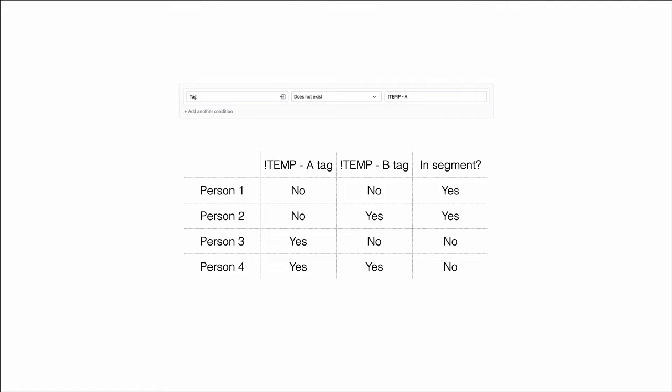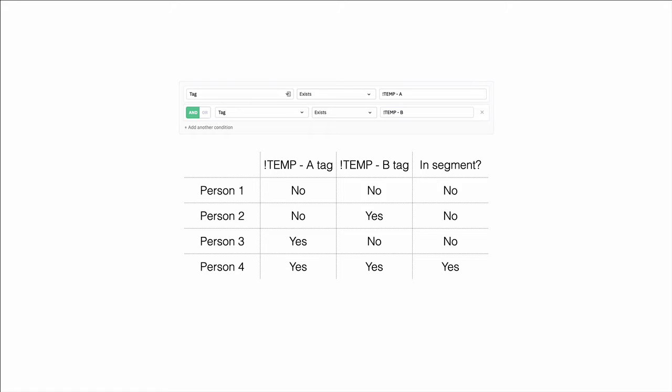Now here's negative logic, does not have. And again, two people, except they're the opposite people of the ones that have the temp A tag. It's person 1, person 2 that do not have temp A. Here's does not have temp B, and that would be person 1 and person 3 that do not have that tag.